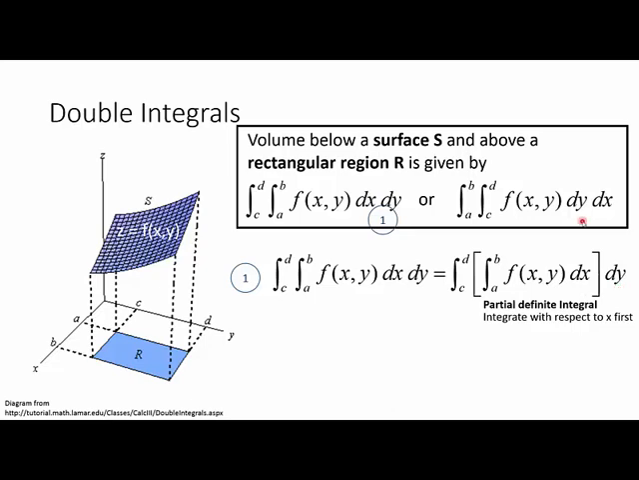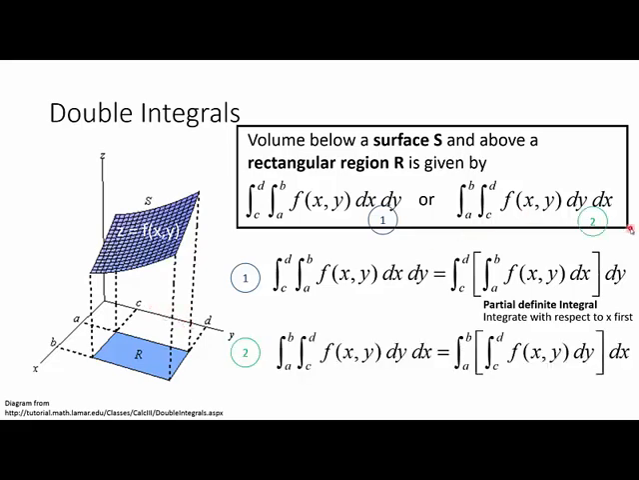Since dy comes first, these limits c and d are for the y-axis, and you can see that this is the case in the diagram. Hence, we can write out the second double integral like this, where we place a pair of square brackets here and here. Again, the integral in the square brackets is called a partial definite integral. And in this partial definite integral, we integrate with respect to y first.